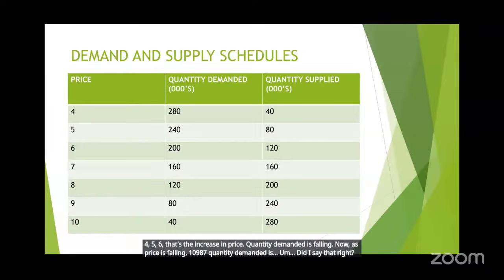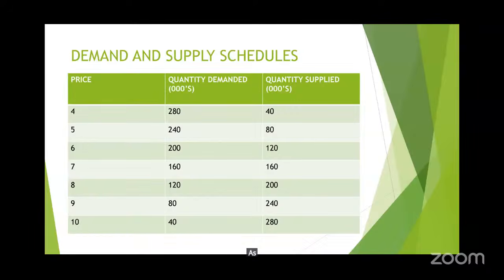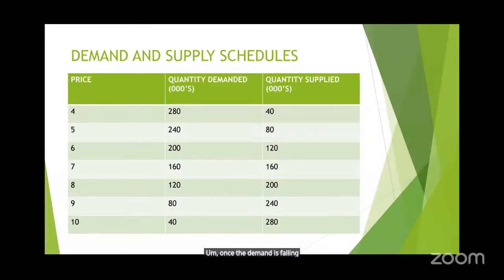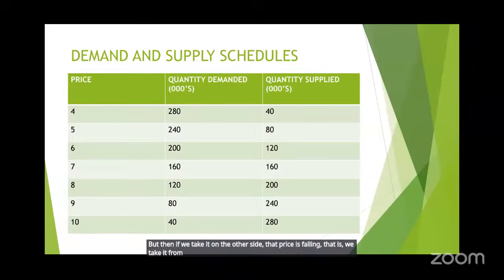Okay, let me take it again. As price is increasing, 4, 5, 6, 7, going down like that, you can see that quantity demanded is falling as price is increasing. So you can see it going 280, 240, 200, falling. But if we take it on the other side, where the price is falling, that is from 10, 9, 8, 7, you can see that quantity demanded is increasing: 40, 80, 120, 160.